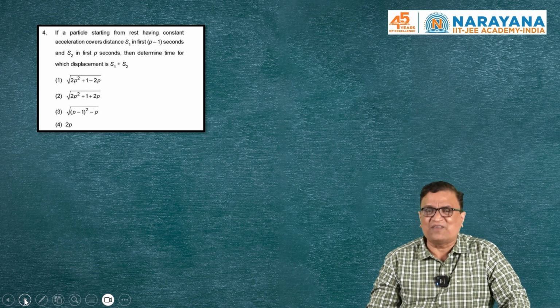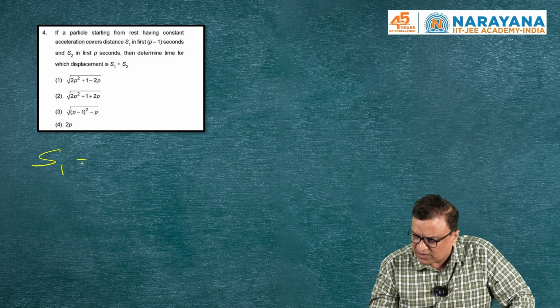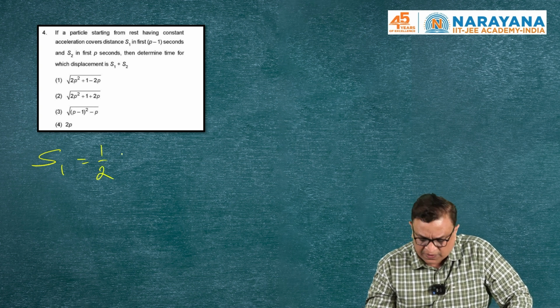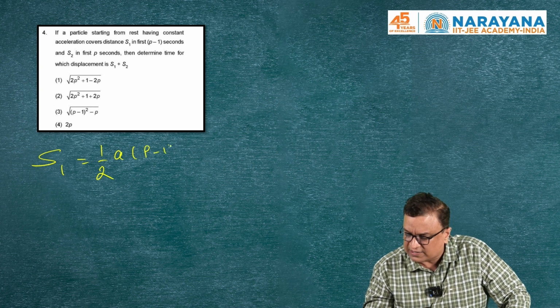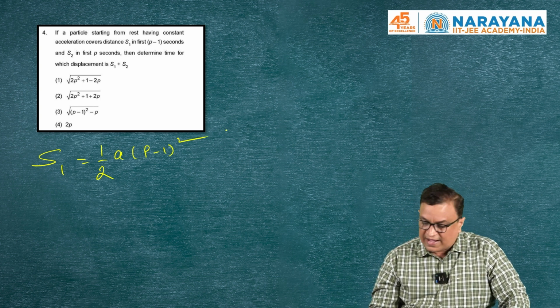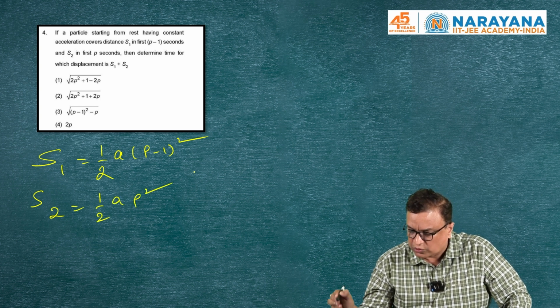Starting from rest is a very favorable case for me. Why? Because in this case, s1 becomes half into A into (rho minus 1) square, where I'm assuming A is the acceleration, whereas s2 is half into A into rho square.